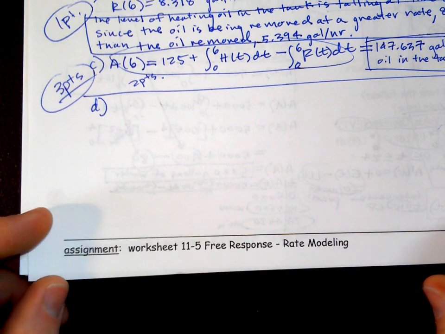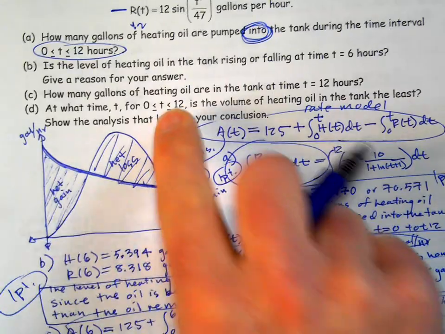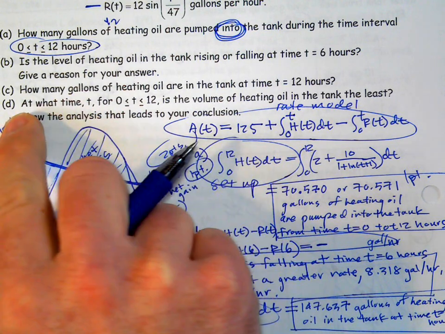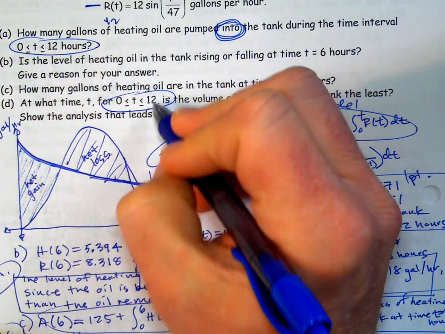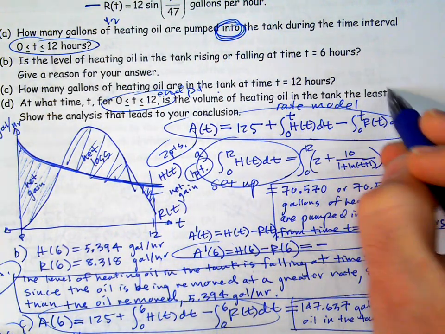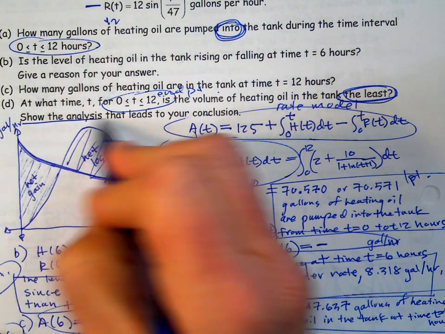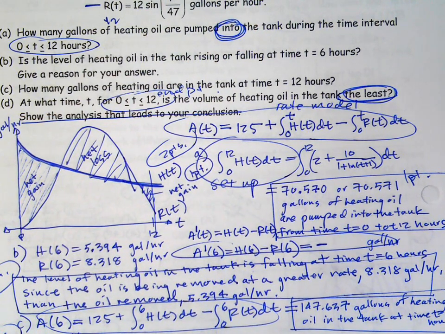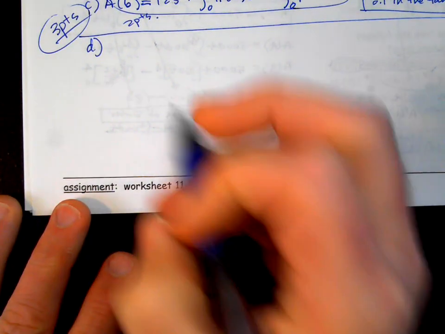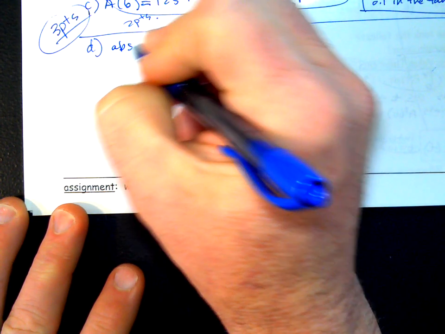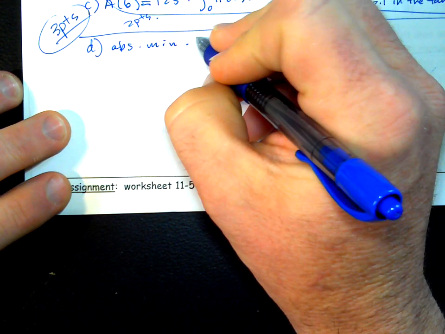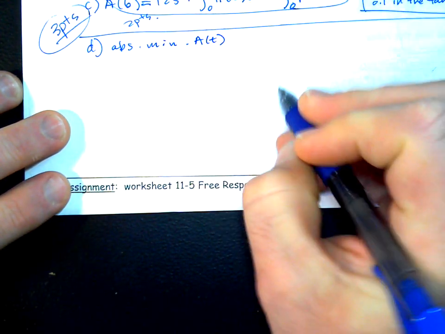And then part D is a really common question too. Part D says how many gallons of heating oil at what time T for 0 to 12, so those are your endpoints, is the volume of the heating oil in the tank the least? Show the analysis that leads to your conclusion. So this is extreme value theorem. We're looking for the absolute minimum, the least. So we're looking for absolute minimum and absolute minimum of the amount.